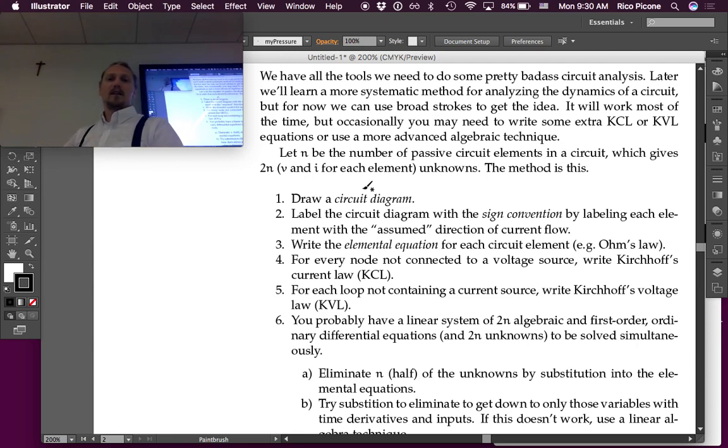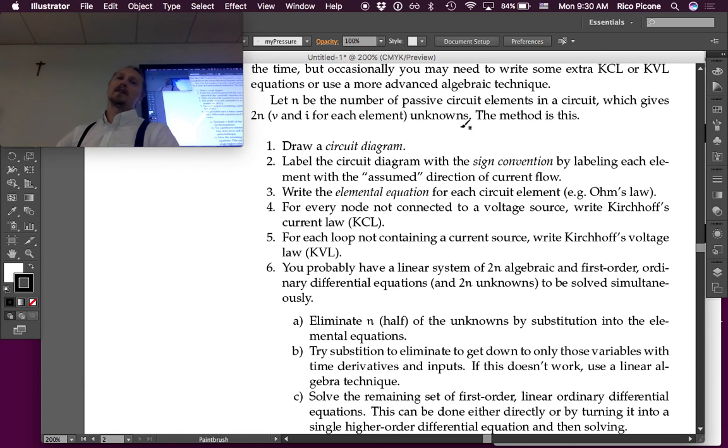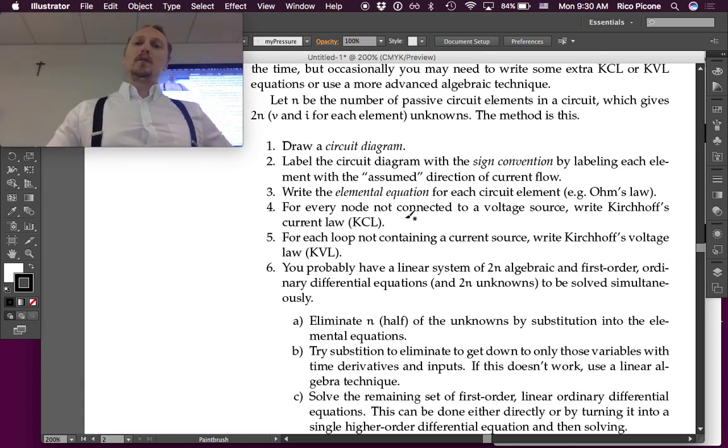So the method is this. First, draw a circuit diagram. Then label the circuit diagram with the sign convention by labeling each element with the assumed direction of current flow. It'll also assume to be the direction of the voltage drop.